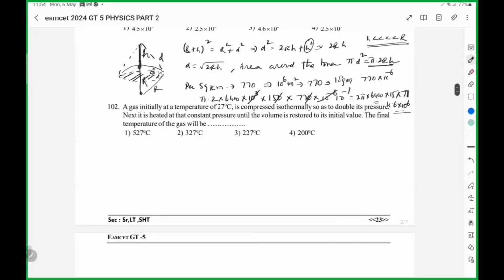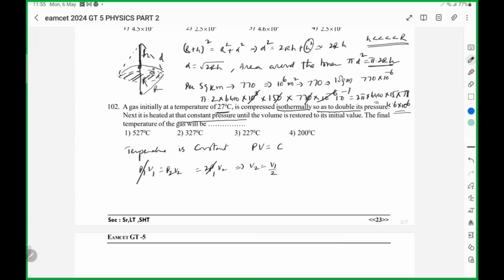A gas is initially at temperature 27 degrees centigrade and is compressed isothermally. The temperature is constant, to double its pressure. So PV is constant, P times V1 equals 2P times V2. So V2 becomes V1 by 2.